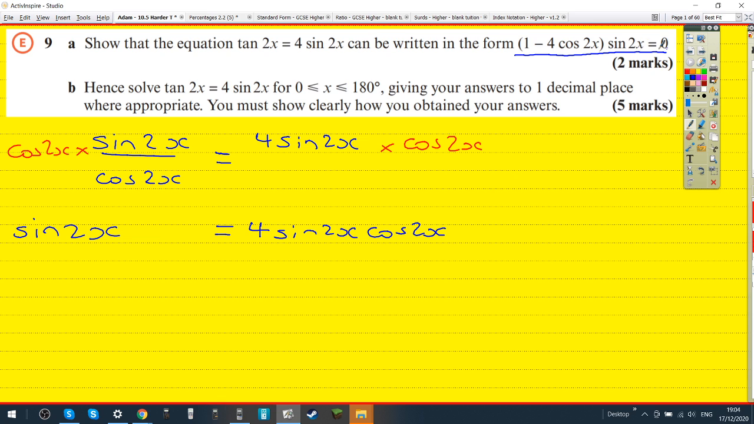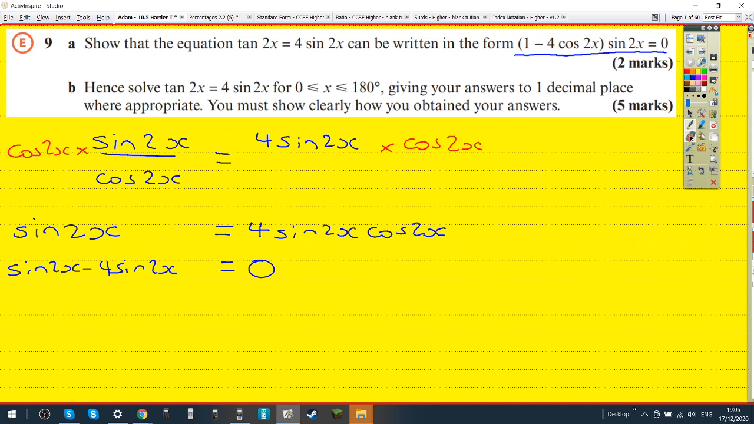Let's make the right side equal to 0. Do we want to make the right equal to 0? Or does it matter? It doesn't matter. Let's do that because that's what theirs is. So, do we just divide by 4 sine 2x cos 2x on both sides? We just minus it. Okay. So you get sine 2x minus 4 sine 2x cos 2x.